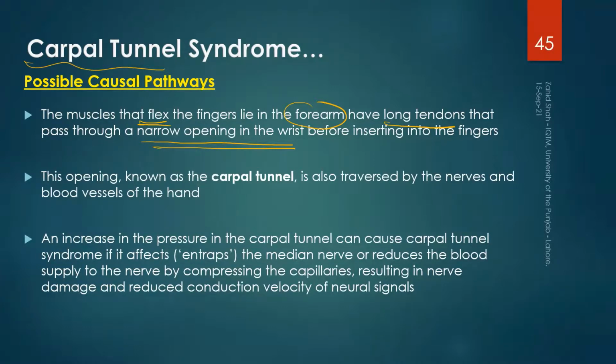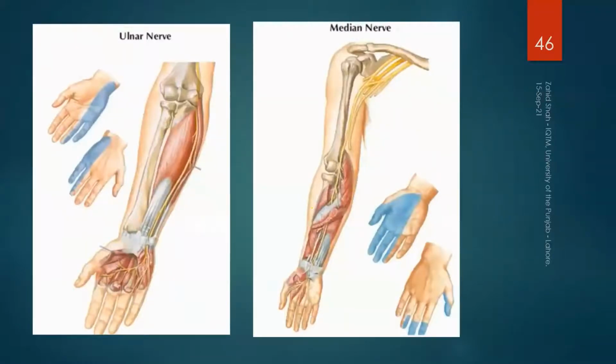So an increase in the pressure in the carpal tunnel can cause carpal tunnel syndrome if it affects or entraps the median nerve. So the ultimate body structure that gets affected is the median nerve. Or it reduces the blood supply to the nerve by compressing the capillaries, resulting in nerve damage and reduced conduction velocity of neural signals. There are actually two important nerves that originate from the upper part of the arm. One is the median nerve.